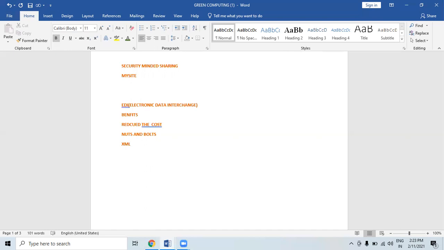Some of them are, you can say, UN EDIFACT standard. Okay. So UN EDIFACT, UN is nothing but United Nations. EDIFACT is the Electronic Data Interchange for Administration, Commerce and Transport. So this is the full form.